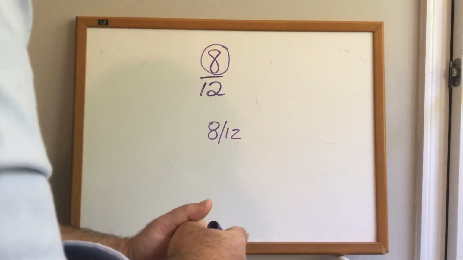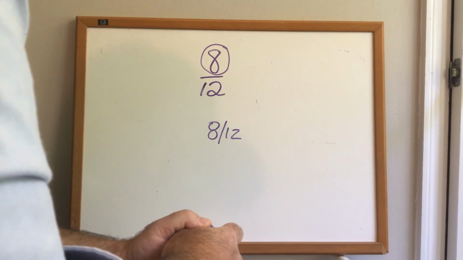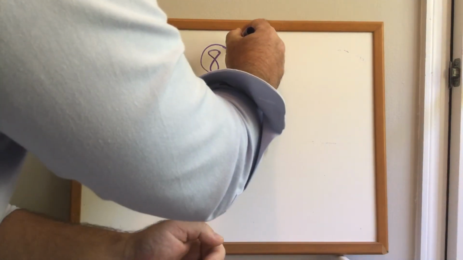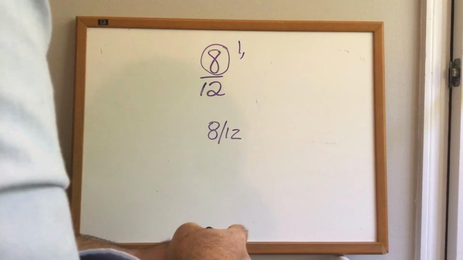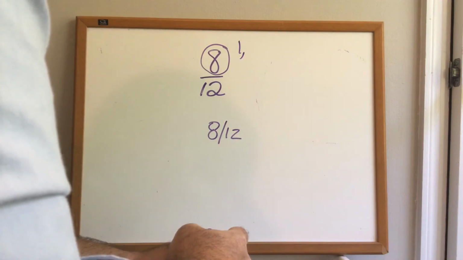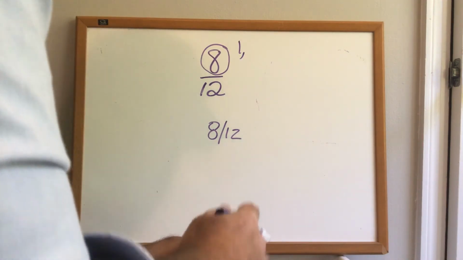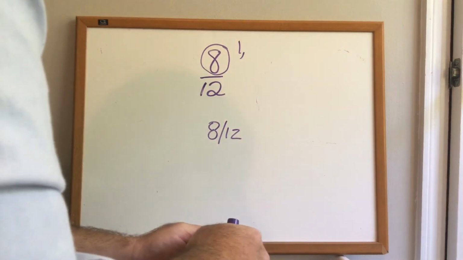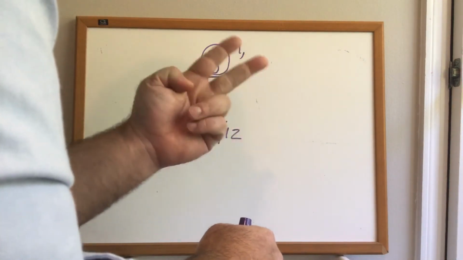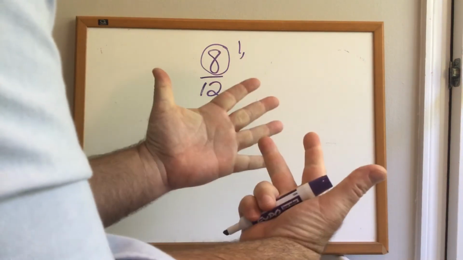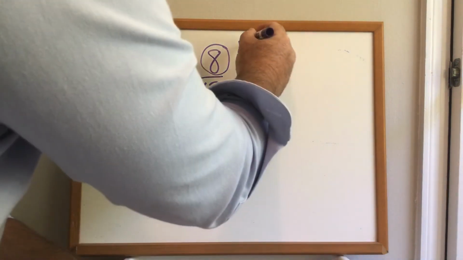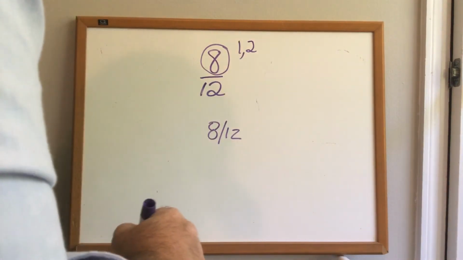So what numbers go into 8? Well, obviously a factor of 8 would be 1. 1 goes into all whole numbers. Okay, that's going to be a factor for every single one. What about 2? Does 2 fit into 8? 2, 4, 6, 8. Yeah, it does. So 2 is another factor, okay?